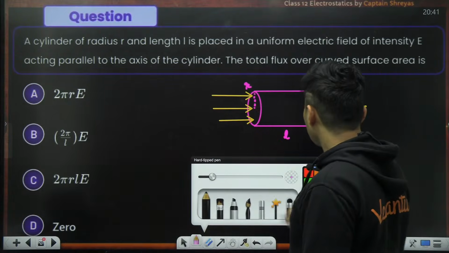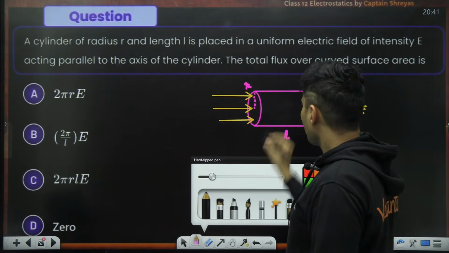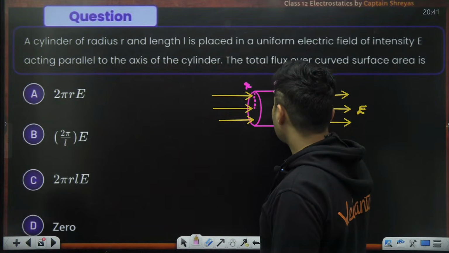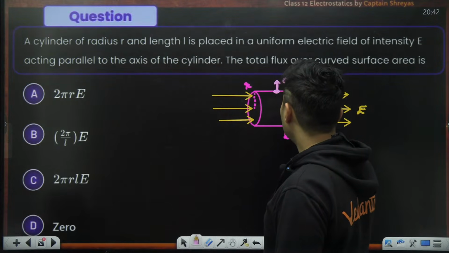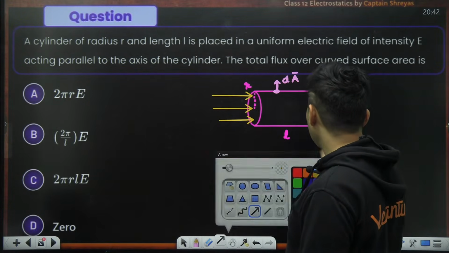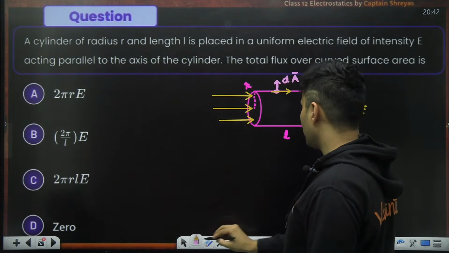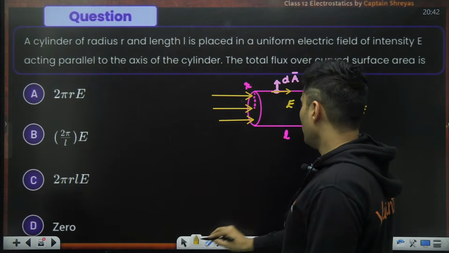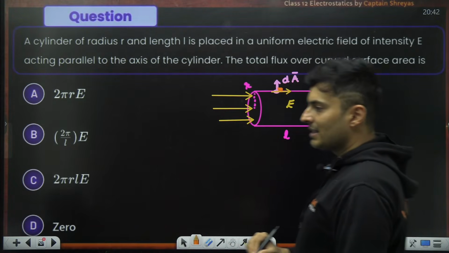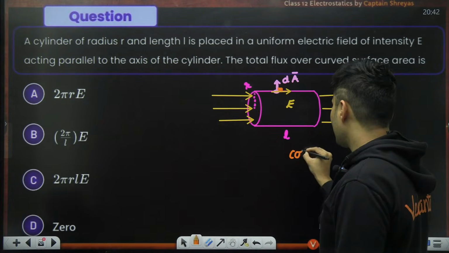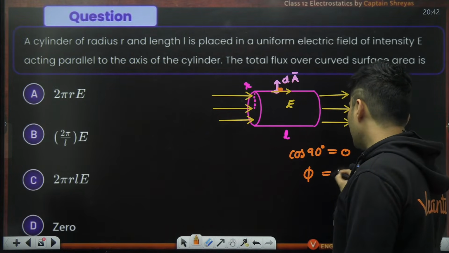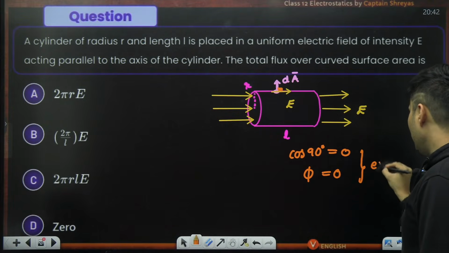If you notice carefully, the curved surface area is this. And if you take any area on that curved surface, the small elemental area dA will be like this, whereas the field at that place will be in this direction. This is the direction of the field. So if you notice carefully, the angle between the area vector and the field vector is 90 degrees. So cos of 90 degrees is 0. That means the flux will be 0 everywhere.